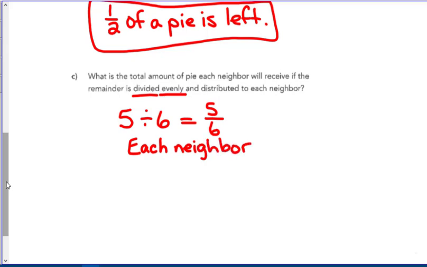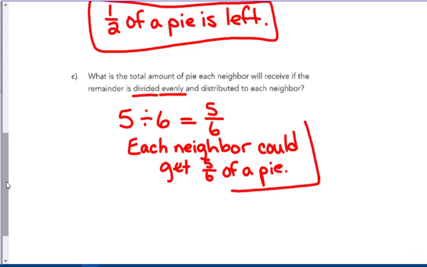So each neighbor could get, if we did it evenly, 5/6 of a pie. They didn't, though. They got 3/4, right? So interesting problem, different ways to ask the questions about dividing up the pie. Cool way to show that division problem a couple different ways, just if you slant the question a little bit. So that's it for today's video.